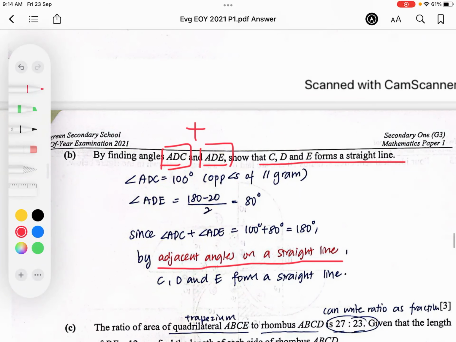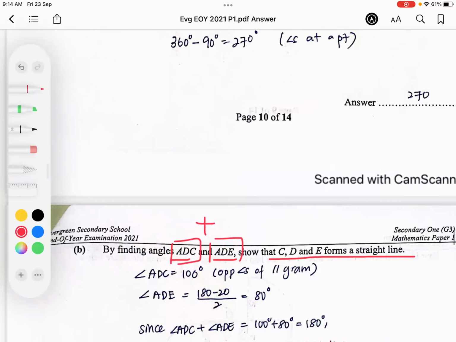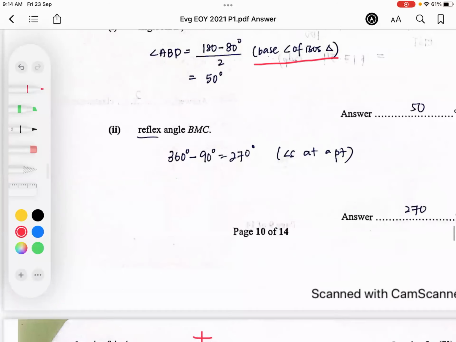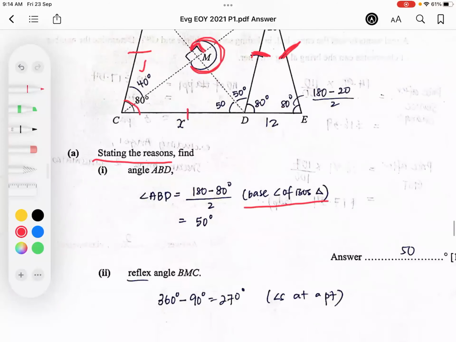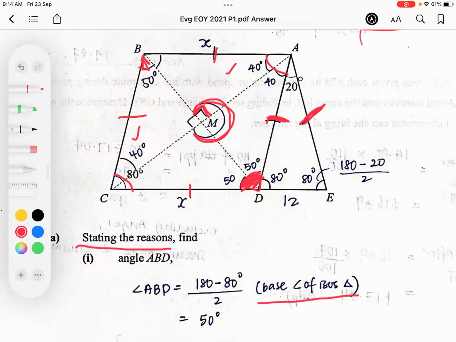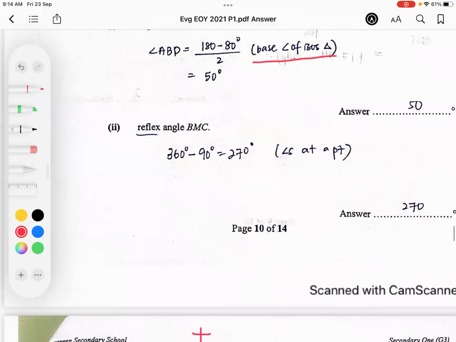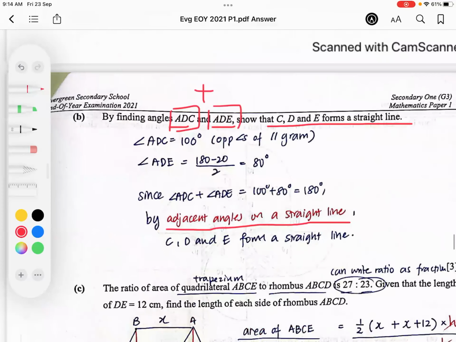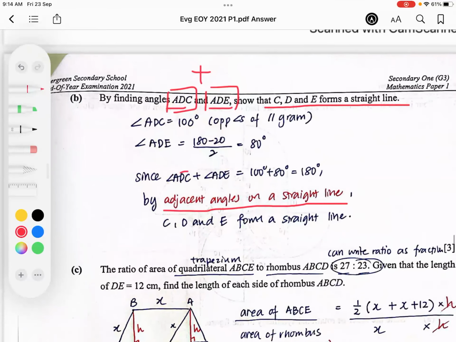So let's find ADC. Where in the world is ADC? Oh, ADC is here. Of course, it's 100. Why? Because I already found this angle to be 50 times 2. That would be 100. So they asked me to find, right? So I write down 100. Okay, opposite angles of a parallelogram, or you just put 50 times 2.